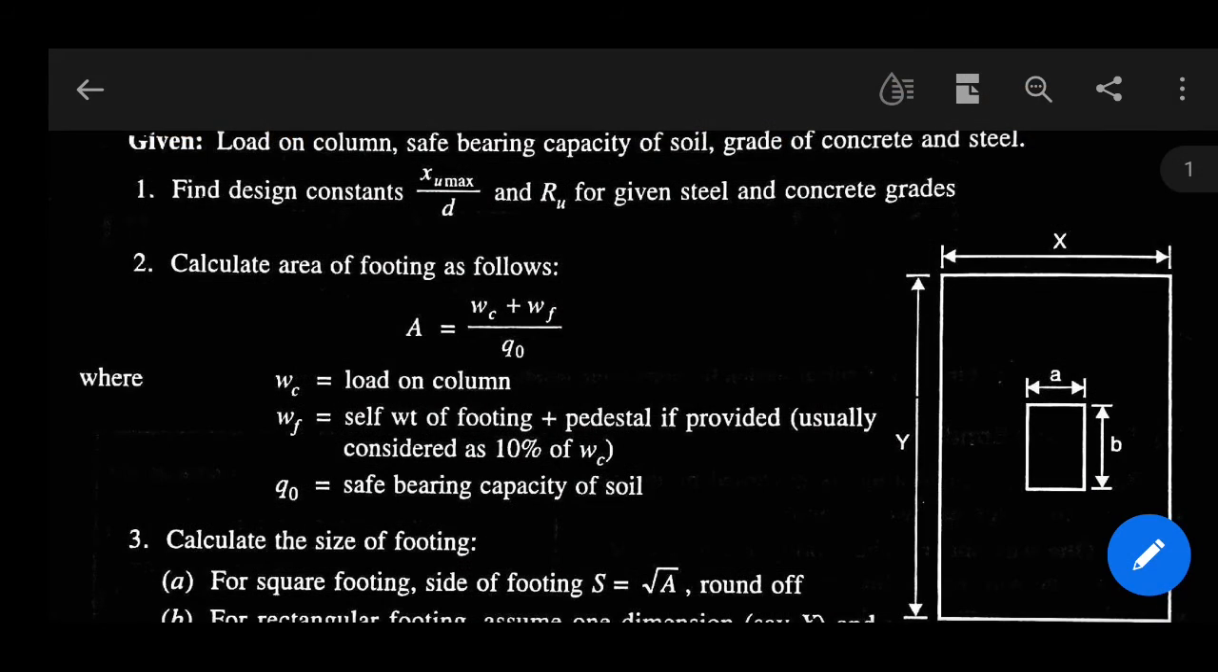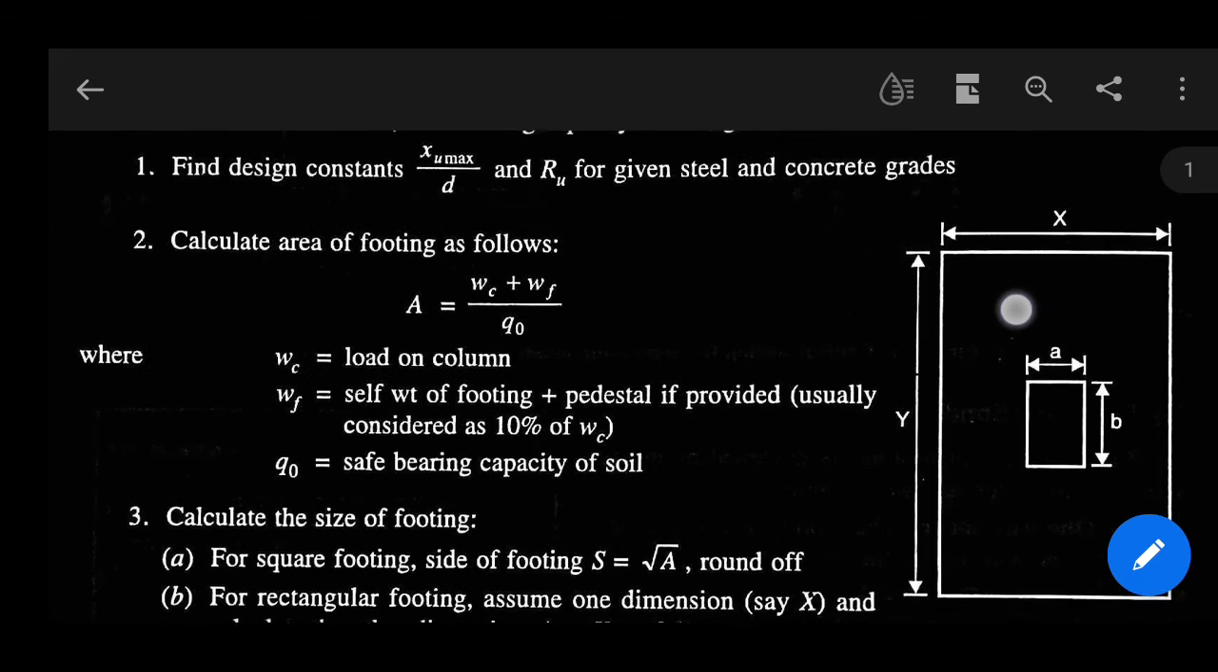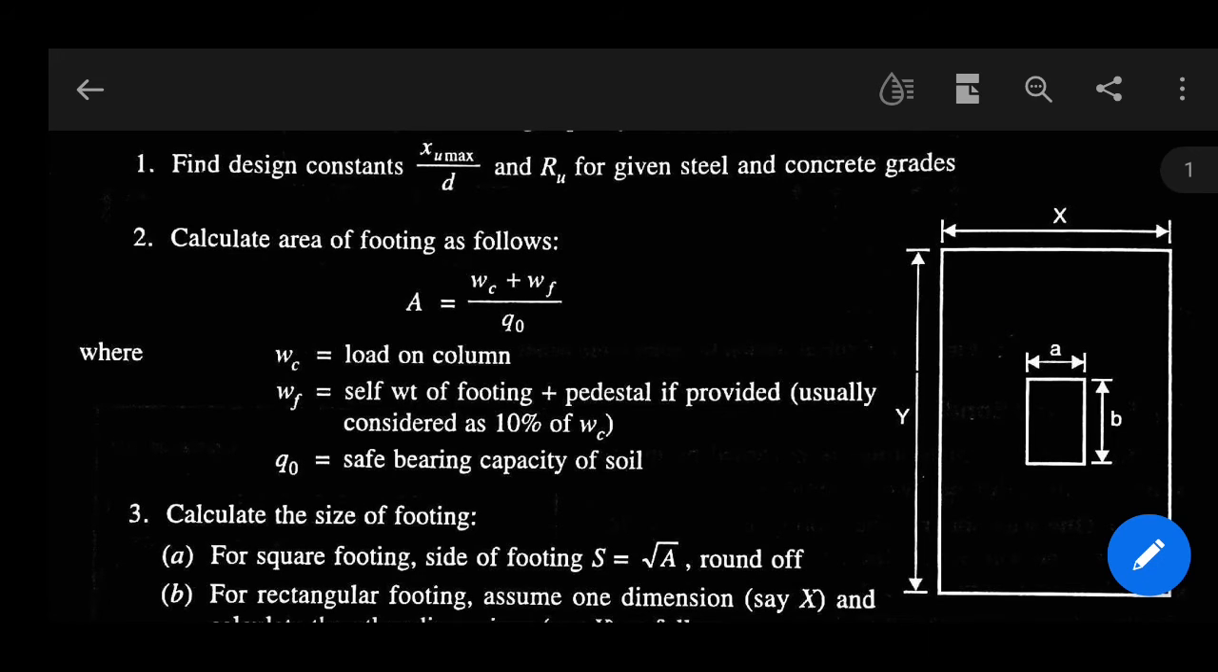Now, step number 2, we have to calculate area of footing as follows. Area of footing, capital A, is equal to (WC plus WF) by Q0. Here WC is load on column and WF is self weight of footing plus pedestal if provided. Usually WF is considered as 10% of WC in calculation. And Q0 is safe bearing capacity of soil.